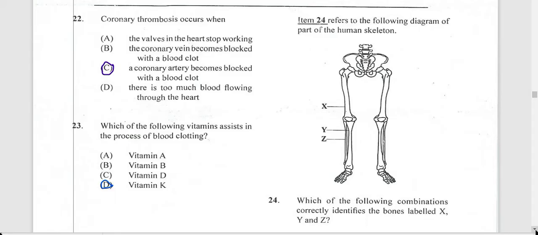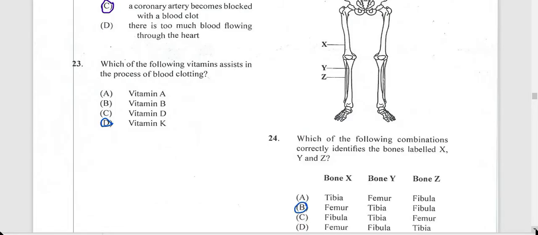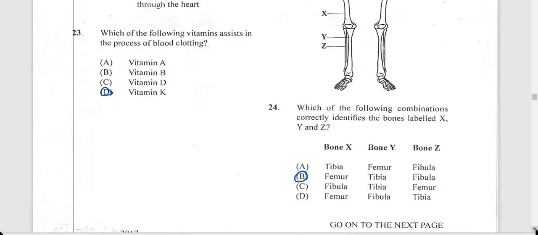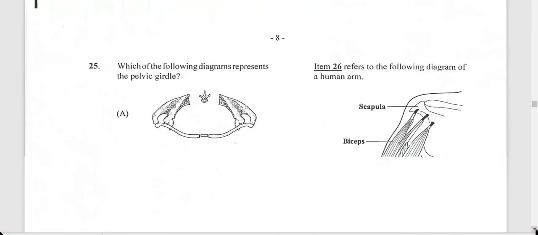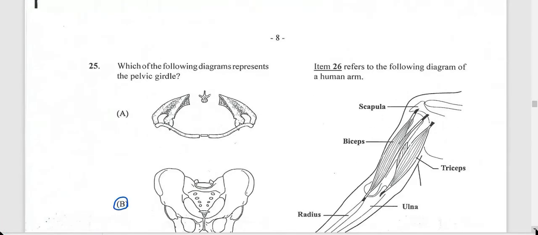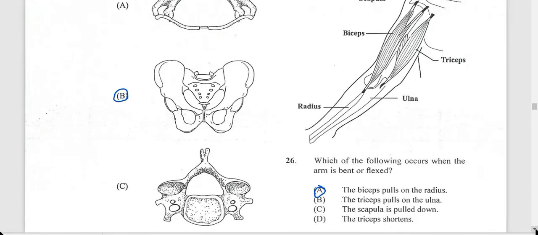Item 24 refers to the following diagram of part of the human skeleton. Which of the following combinations correctly identifies the bones labeled X, Y, Z? We have the femur, then we have the tibia, and then we have the fibula. So we selected B. All right. So we move on from B for 24 to 25, and 25 wants us to identify which of the following diagrams represents the pelvic girdle, and that's going to be B, and that is of course a repeated question.